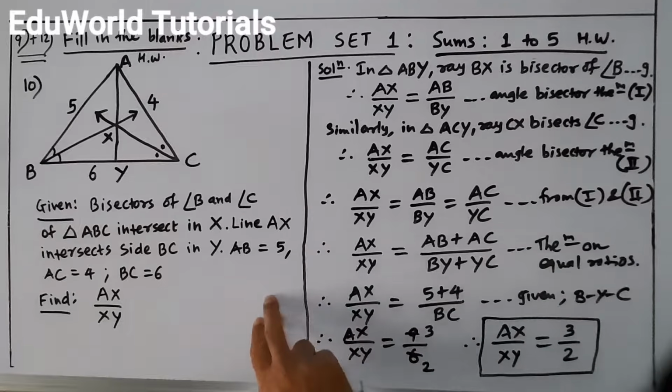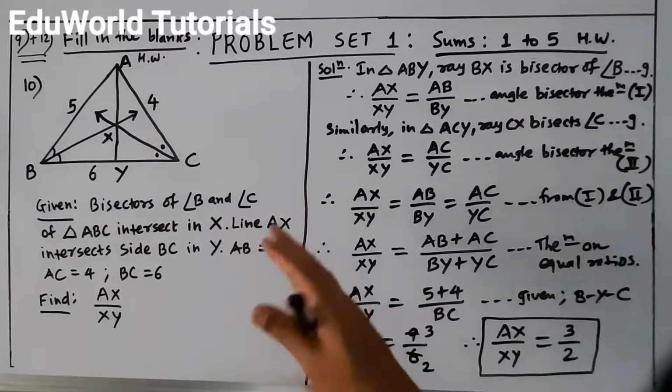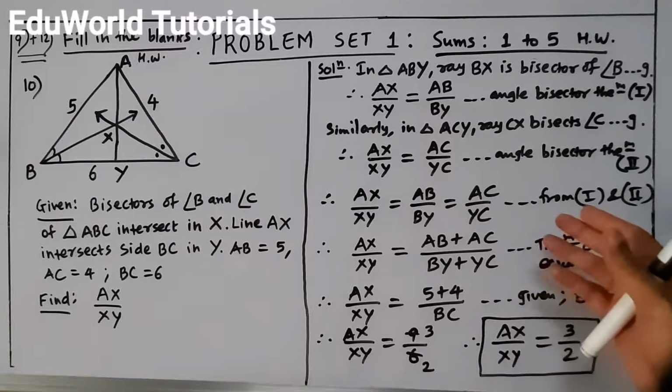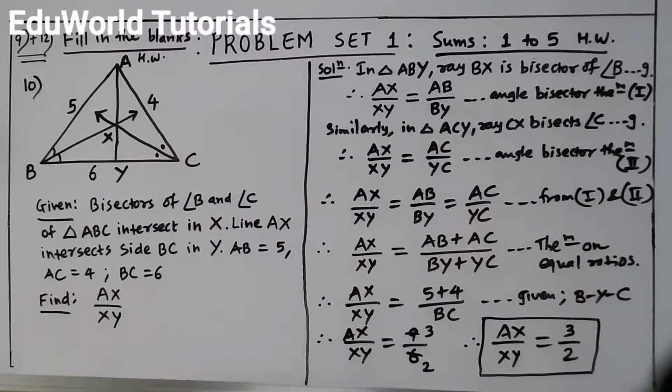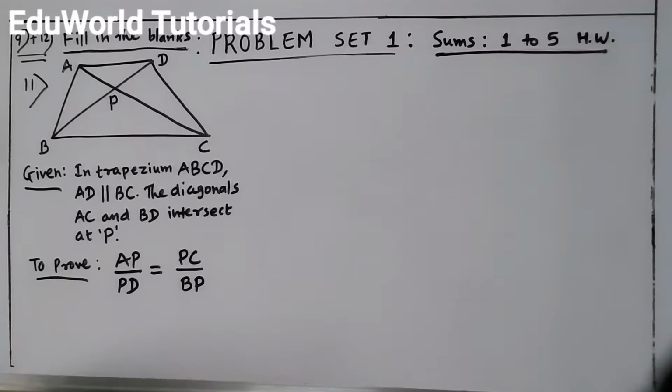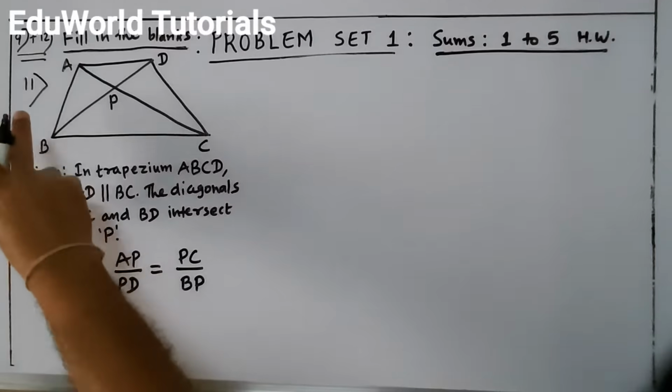Very important sum. This type of sums, they can ask a combination of different types of properties and even previously studied properties. Now we will solve sum number 11. So students, this is the 11th sum.